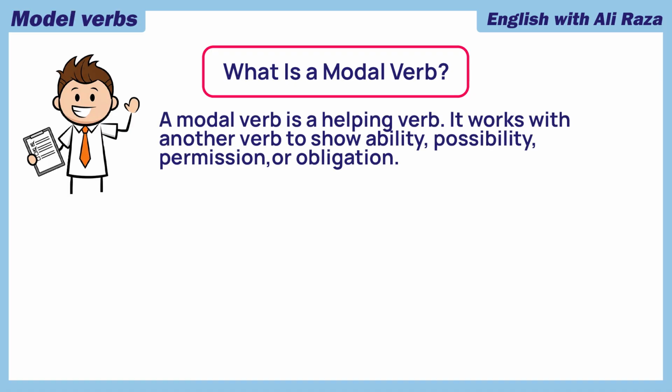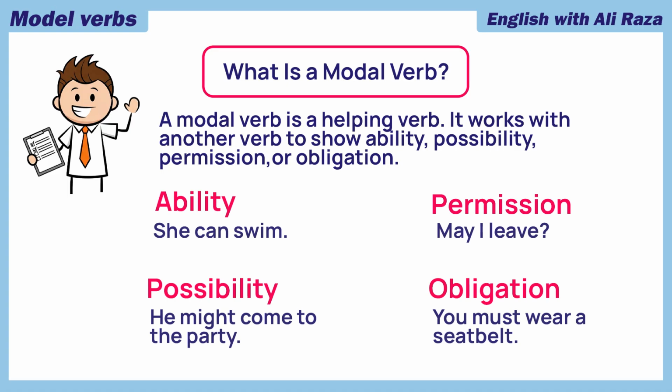A modal verb is a helping verb. It works with another verb to show ability, possibility, permission, or obligation. For example, ability. She can swim. Can shows ability. The main verb is swim. Possibility. He might come to the party. Permission. May I leave? Obligation. You must wear a seatbelt.